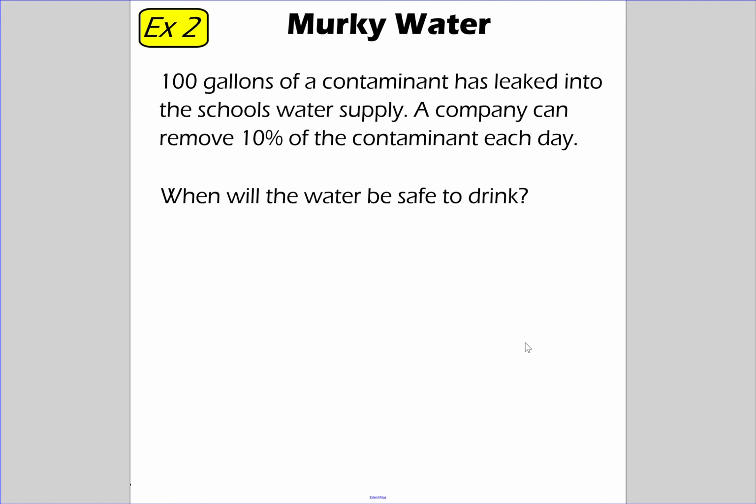Example number 2, murky water. So we have 100 gallons of contaminant that has leaked into the school's water supply, and a company says they can remove 10% of the contaminant each day. When will the water be safe to drink? So in this one, we're talking about percent change, right? And this one's negative, so we're talking about decay.